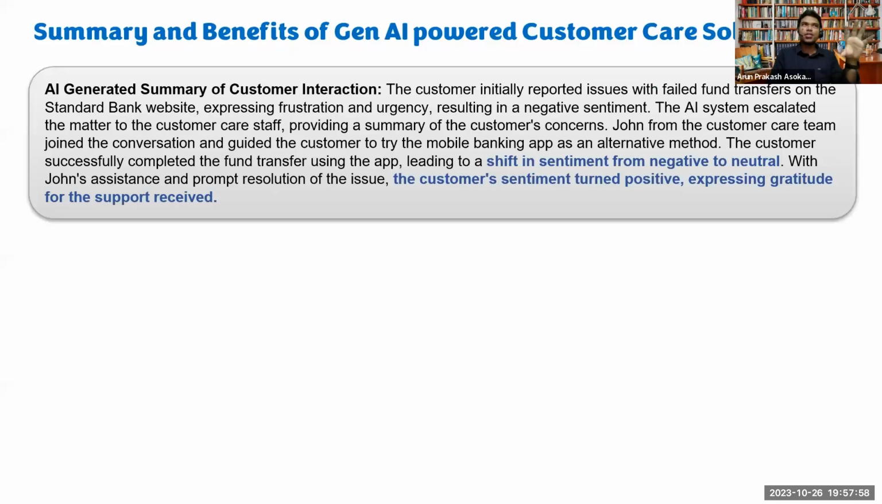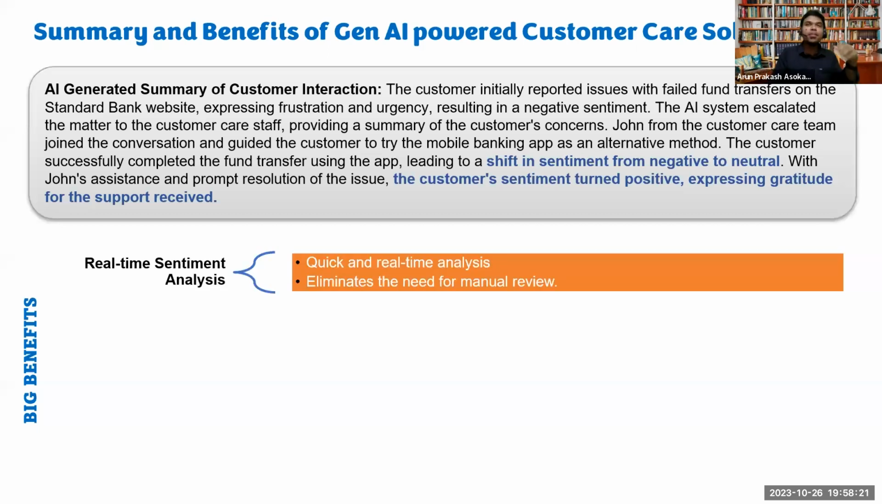And let's think of this solution, right? AI is generating a summary of the customer interaction. And it was also able to shift the sentiment from negative to neutral in no time. And the customer care agent, the real guy, really helped when there is a need. He didn't have to talk to somebody who just doesn't have a real problem, or the AI itself is able to answer that.